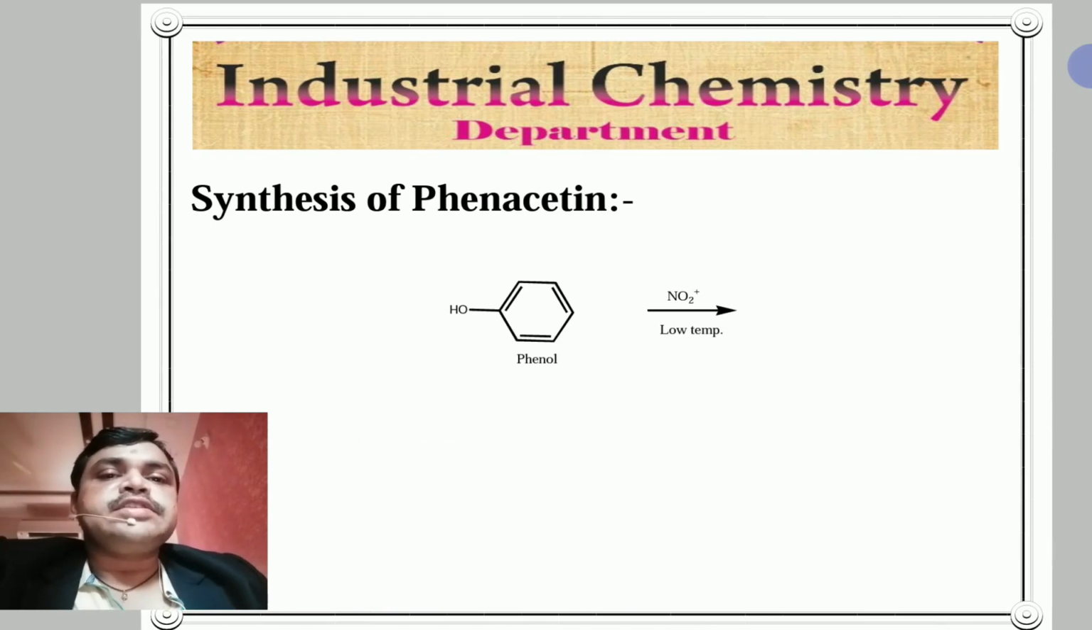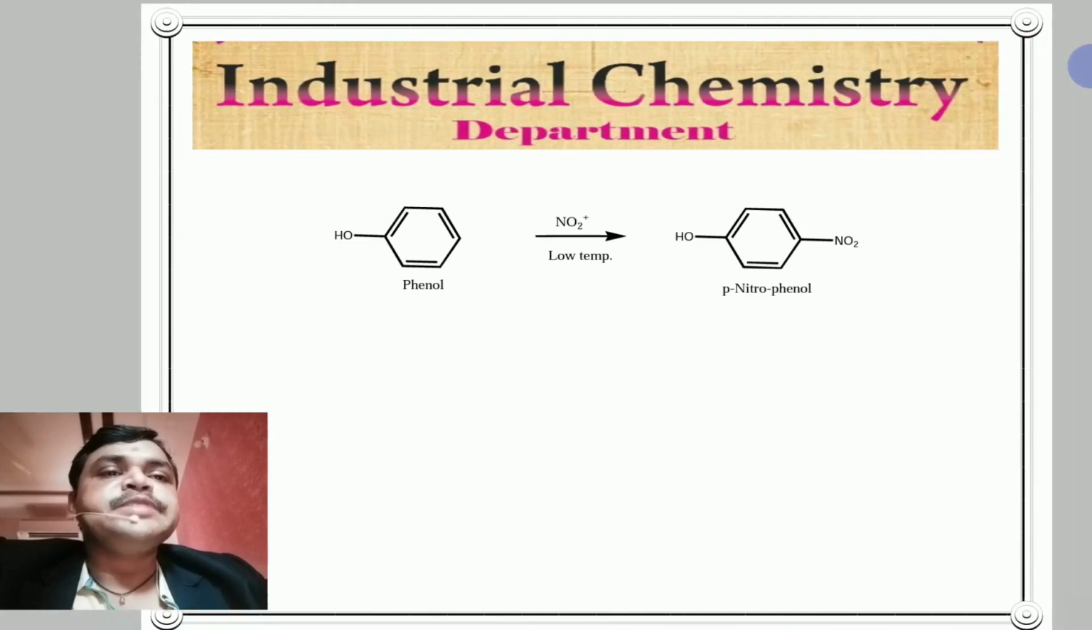Now, the last synthesis, phenacetin. We synthesize phenacetin from phenol. On phenol, we carry out the nitration unit process. A nitrating mixture of nitric acid and sulfuric acid treated at low temperature on phenol gives para-nitrophenol, or 4-nitrophenol.